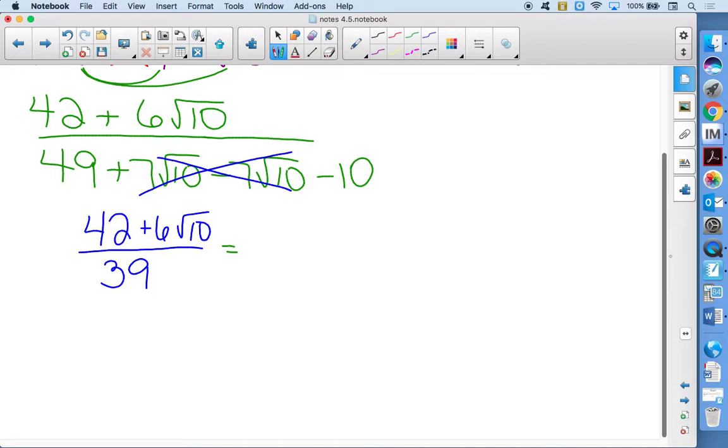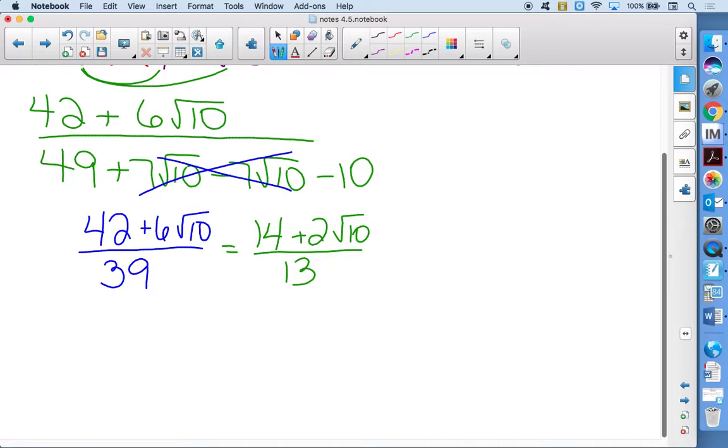42 divided by 3 is? 14. 6 divided by 3 is? 2. 39 divided by 3 is? 13. Just 3 less than 42. So 42 is 14, 39 is going to be 13. Questions? Is that the final answer? That's the final answer.